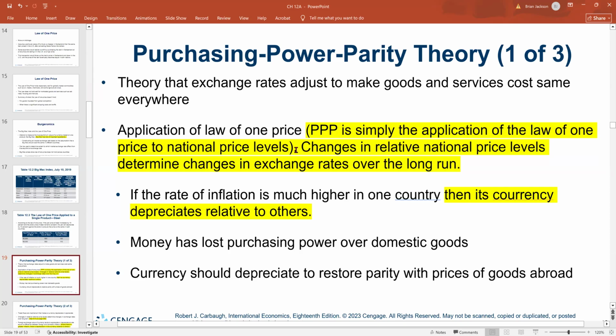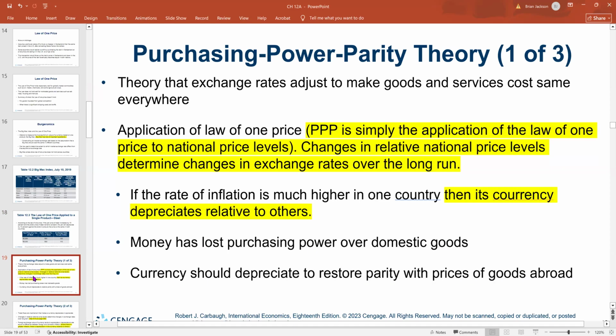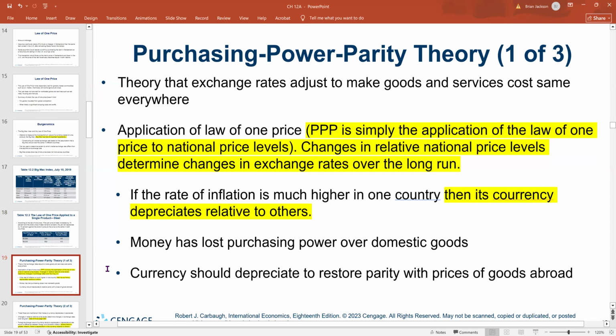Changes in relative national price levels will then determine changes in the exchange rate over time, just as we noted in the right-hand column, a change in the exchange rate because the price of steel changed differently in Japan over time than it did in the United States. If the rate of inflation is much higher in one country, then its currency depreciates relative to others. Again, we saw kind of the same logic here. If that's true, then money has lost its purchasing power over domestic goods. The currency should depreciate to restore parity with prices of goods abroad.